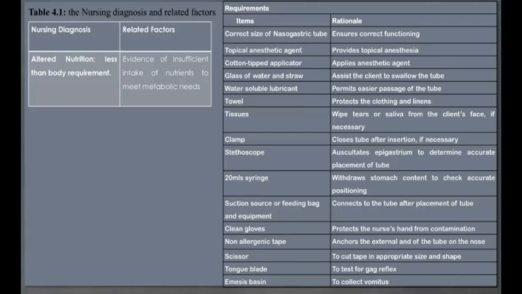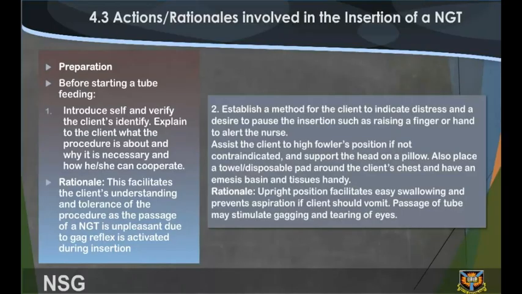Towel. Protects the clothing and linens. Clamp. Closes tube after insertion if necessary. 20 ml syringe. Withdraws stomach content to check accurate positioning. Clean gloves. Protect the nurse's hand from contamination. Scissors. To cut tape in appropriate size and shape. Actions and rationales involved in the insertion of a NGT.